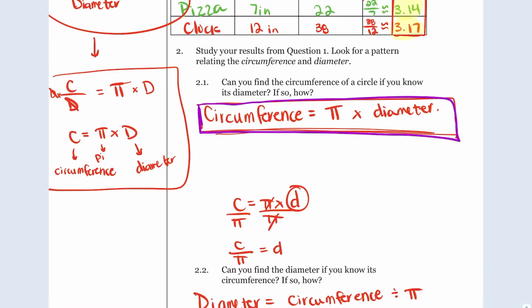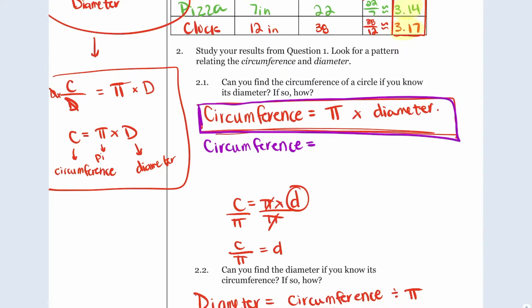I want you to think about how I find circumference if I'm given a radius instead of a diameter. Think about that for a second. Pause the video, maybe talk to a neighbor, okay? But try to answer this question, please. So go ahead and pause the video. All right, hopefully you paused and thought on your own.